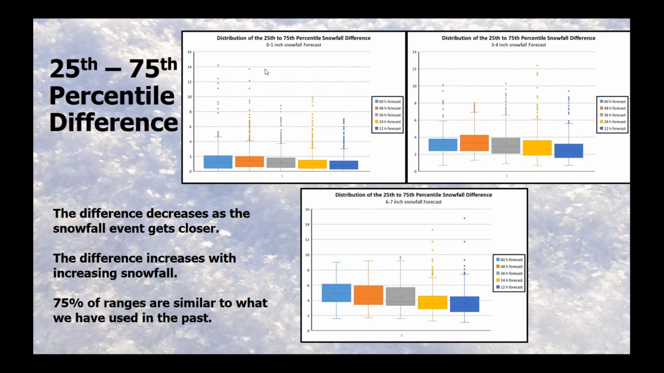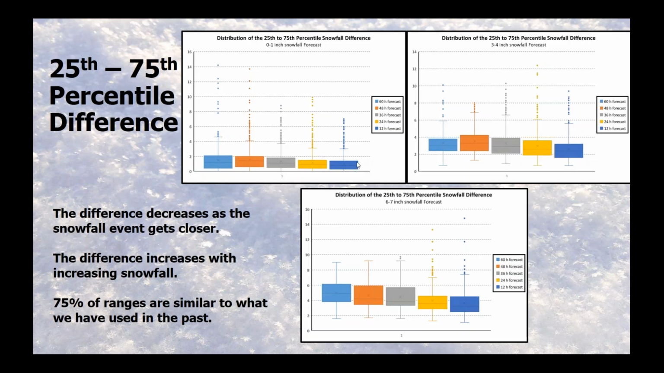So on the upper left, I have all the 0 to 1 inch deterministic forecasts. And we look at the ranges that you can get for all the different probabilities. Those ranges can be anywhere from near 0 all the way up to one forecast that had a 14-inch range. But if you look at the box, that is our middle 50th. The top of the box is 75%, so 75% of our ranges are basically less than 2 inches, which, if you think about it, for a normal 1-inch forecast, is about what we go for as a range.